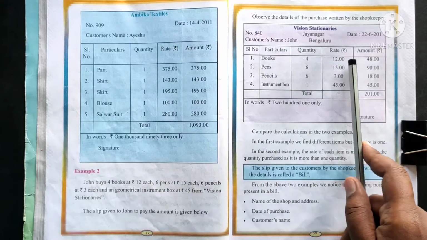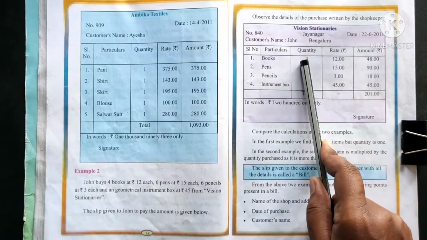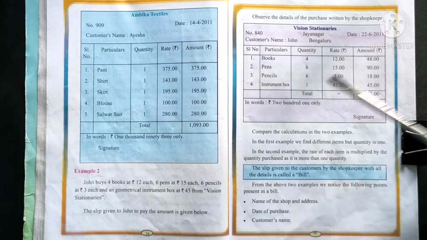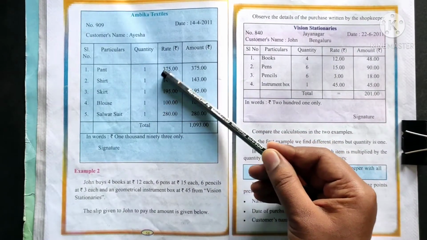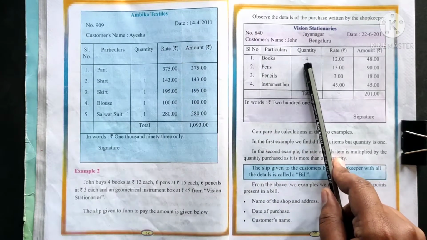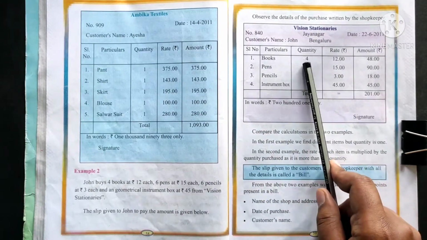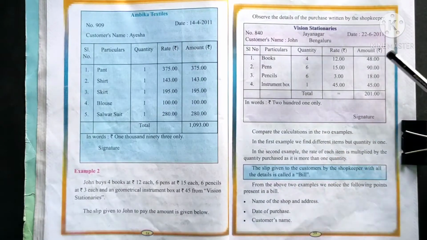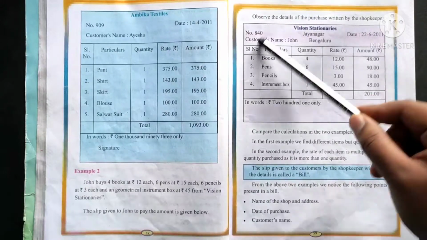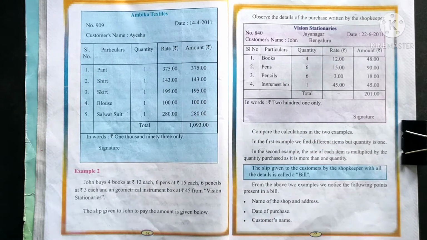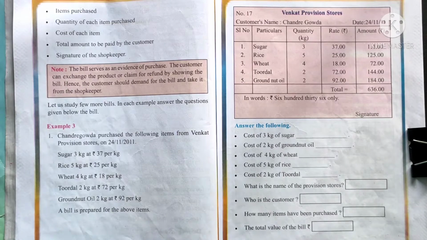Now for 1 book, if it is 12 rupees, what is the cost of 4 books? 12 into 4, which is 48. Here it was different. The quantity was 1, so rate will remain the same. But here the quantity is different, so rate has to be multiplied by the number of quantities, and then you can get the amount. So this slip, which is given to customer by shopkeeper with all the details, is called a bill. Now let us see another example. You can see here example 3.